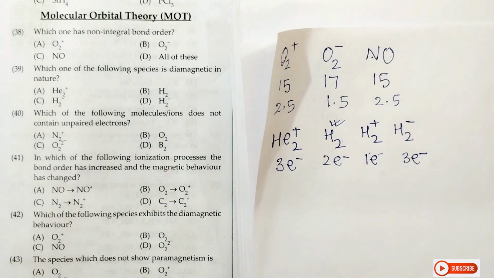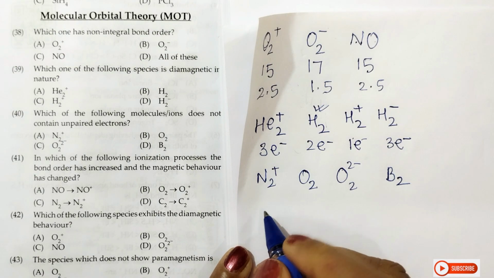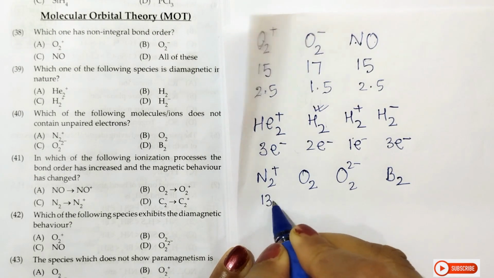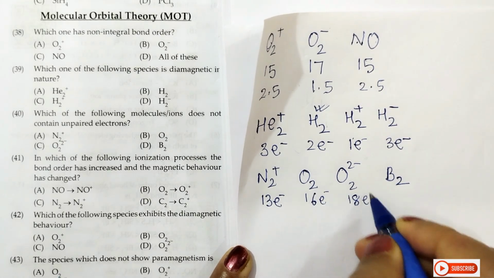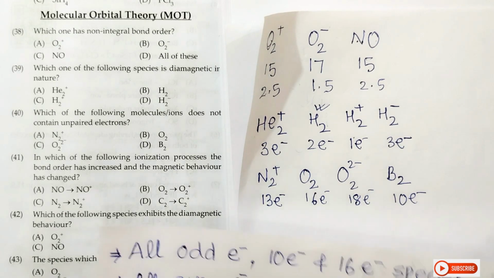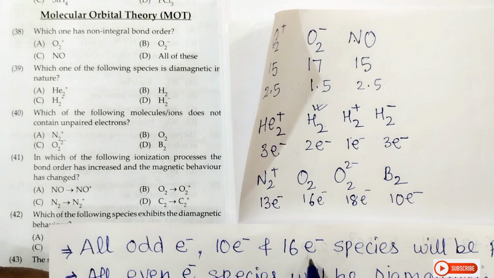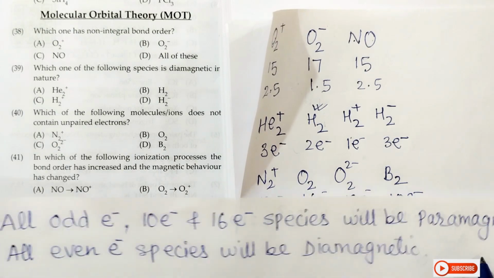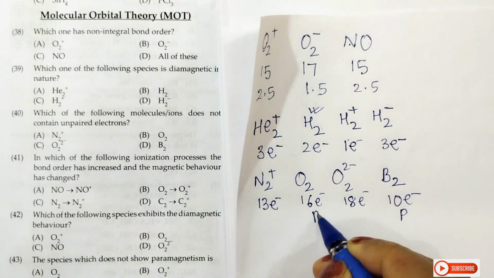Which of the following molecules or ions does not contain unpaired electrons? So let us write the molecules. Now let us calculate the number of electrons in each species. Here it will be 13 electrons, 16 electrons, 18 electrons and 10 electrons. Now if you see the rule we have assigned, all odd electron, 10 electron and 16 electron species will be paramagnetic, and therefore this is paramagnetic, this is also paramagnetic.